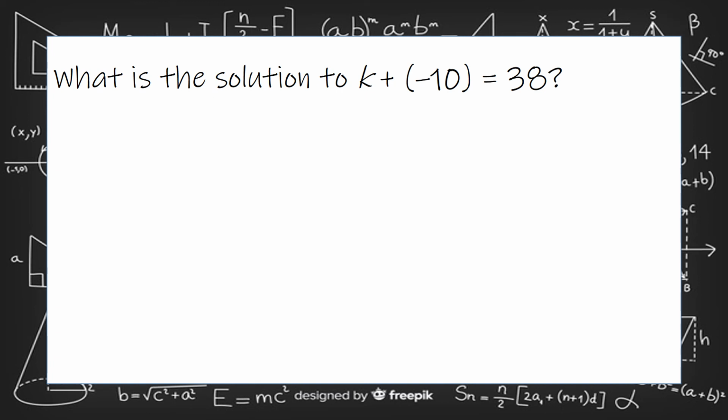What is the solution to k plus negative 10 equals 38? So I'm looking for the additive inverse of negative 10. The additive inverse is positive 10. So I'm going to add 10 to both sides. Negative 10 and positive 10 make 0, so k is left by itself. 38 plus 10 is 48.